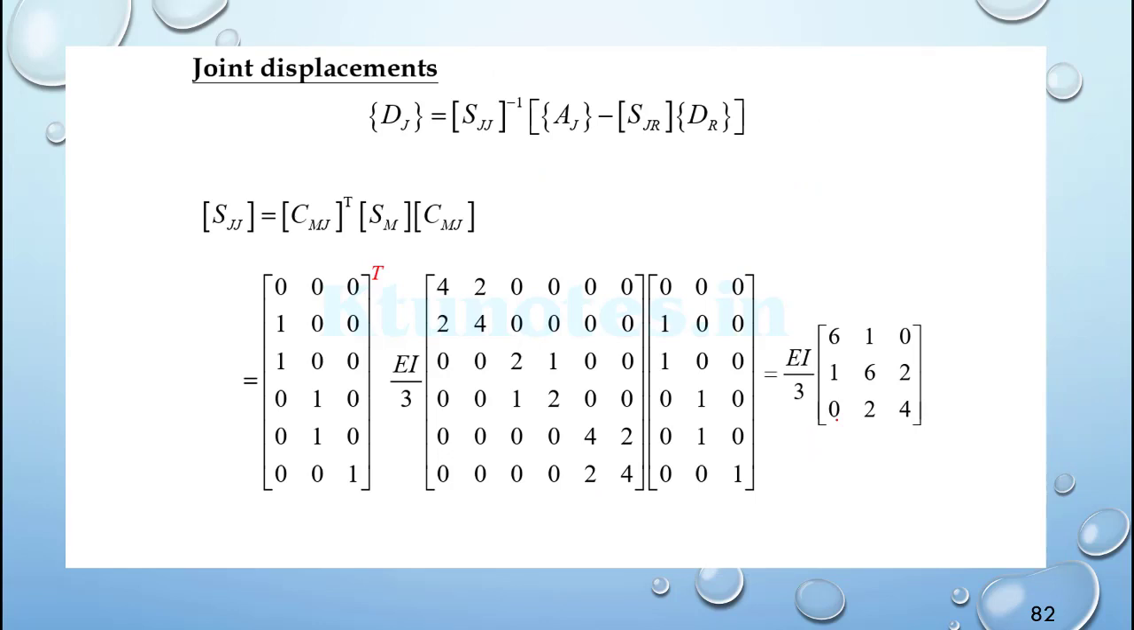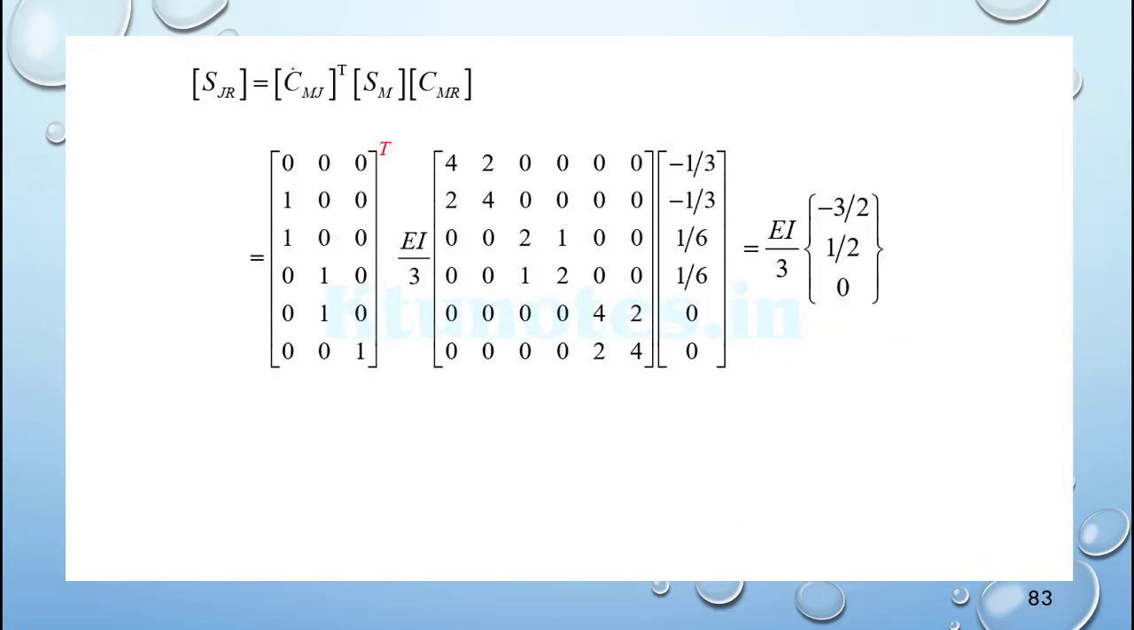The joint displacements Dj is equal to Sjj inverse into Aj minus Sjr Dr. So here the Dr is not 0, and we have to account for that. Sjj is equal to Cmj transpose into Sm into Cmj, which will be a longer equation to get the value: EA by 3 into 6, 1, 0, 1, 6, 2, and 0, 2, 4. Sjr is equal to a similar equation, Cmj transpose into Sm into Cm bar. So this is actually introduced for the first time due to the presence of support settlement. So the value will be EA by 3 into 3, minus 3 by 2, 1 by 2, 0.